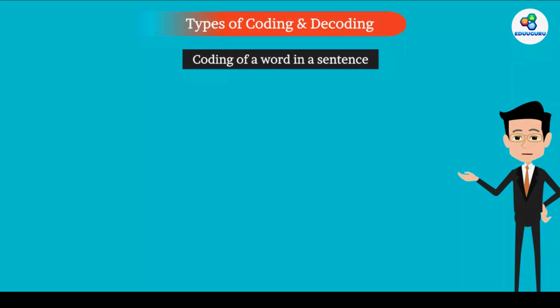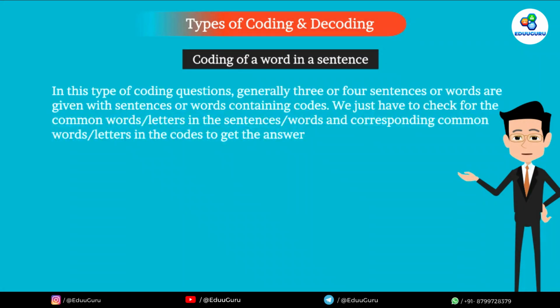Coding of a word in a sentence. In this type of coding questions, generally 3 or 4 sentences or words are given with sentences or words containing codes. We just have to check for the common words, letters in the sentence, words, and corresponding common words, letters in the codes to get the answer.